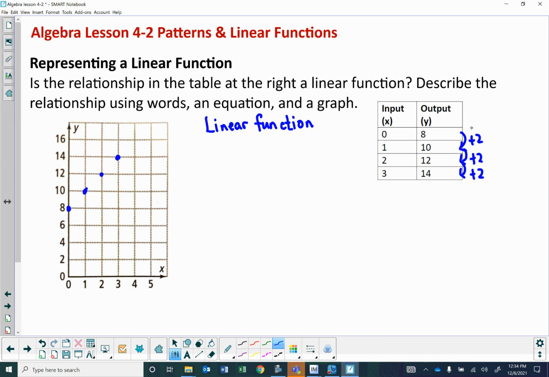Since we have a constant difference between each one of those numbers, I'm going to take my input column and multiply it by 2. So 0 times 2 is 0. 2 times 1 is 2. 2 times 2 is 4. 2 times 3 is 6.